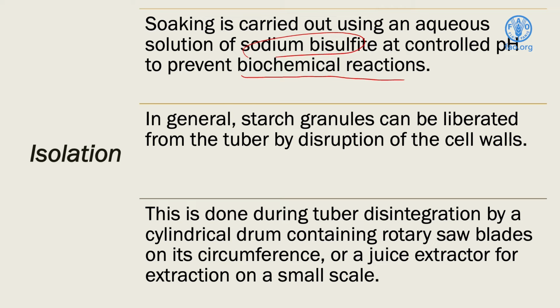Generally, starch granules can be liberated from the tuber by disruption of the parenchyma cell wall. This is done during tuber disintegration by a cylindrical drum or drum containing rotary saw blades on the circumference, or a juice extractor for extraction on a small scale.